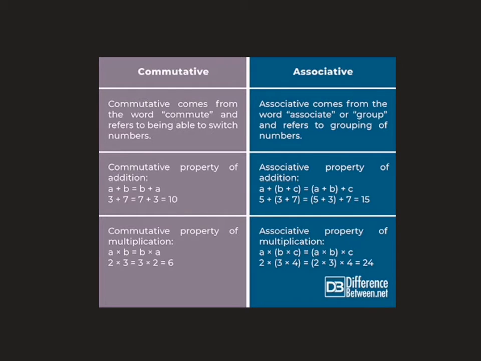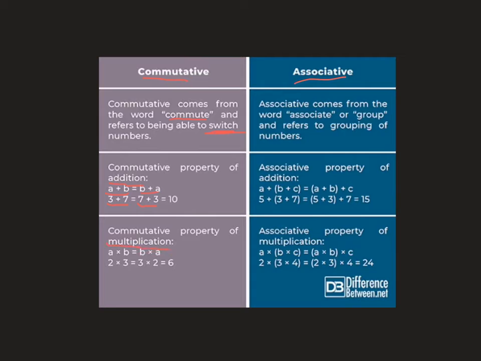To start off, I just wanted to do a little review of the commutative and the associative properties. Commutative comes from the word commute. I commute to and from work, which means I kind of go back and forth. It refers to the numbers being able to switch. So for example, 3 plus 7 is the same as 7 plus 3. They both equal 10. Or A plus B is the same as B plus A. That's the commutative property of addition.